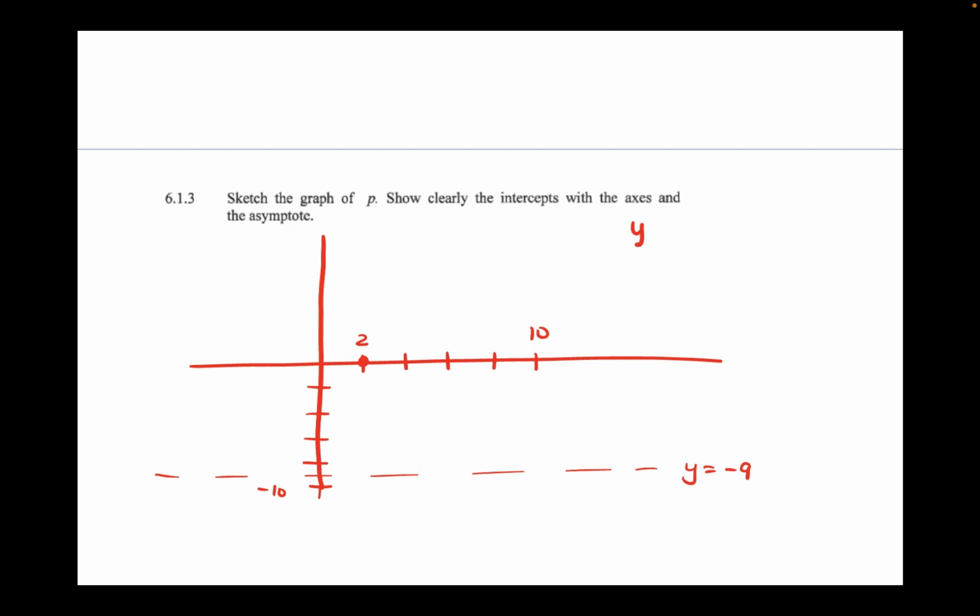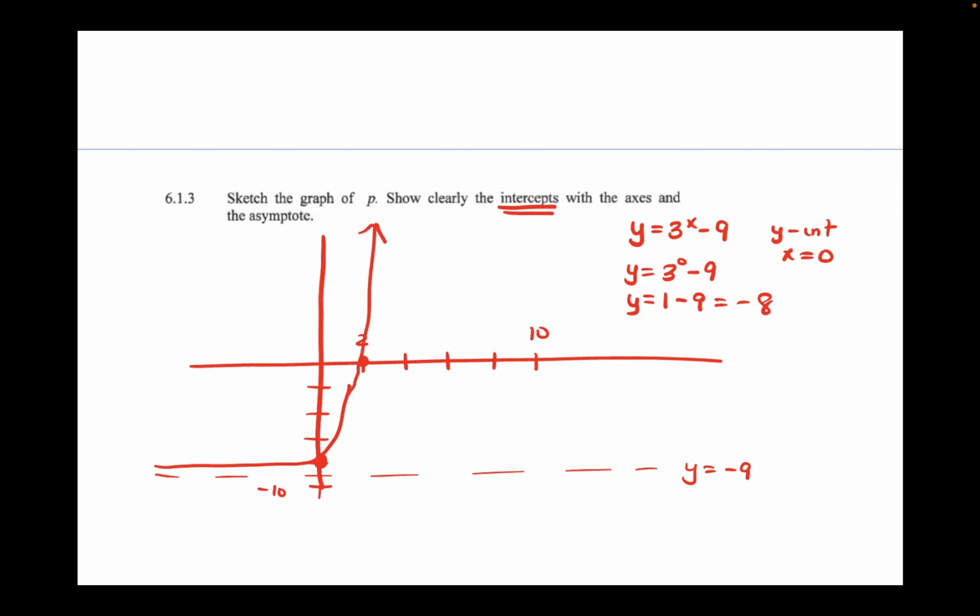And we might just want to, now that we have the equation, figure out the y-intercept, because they did ask us for all the intercepts. The y-intercept is when x is equal to 0, so I can plug in 0 for x. And 3 to the 0 is equal to 1. So we get 1 minus 9, which is equal to -8. I was ahead of myself. So here is the y-intercept, and we know this graph is going to approach the asymptote and then increase. It should be concave up the whole way.